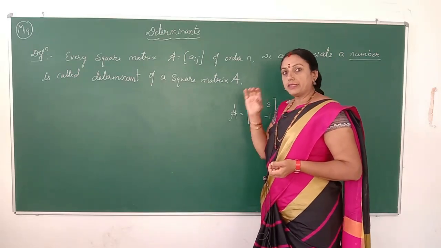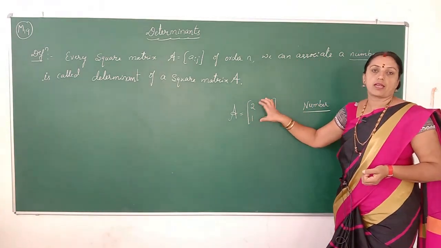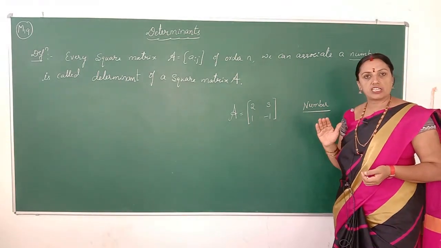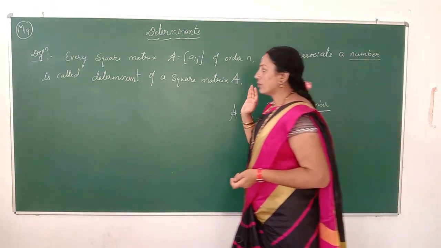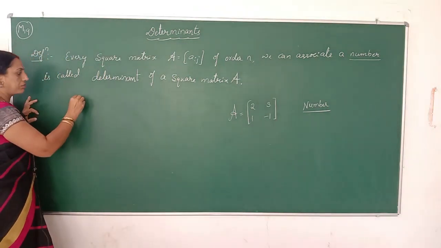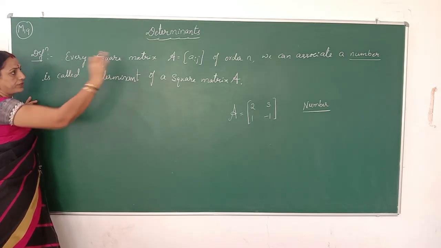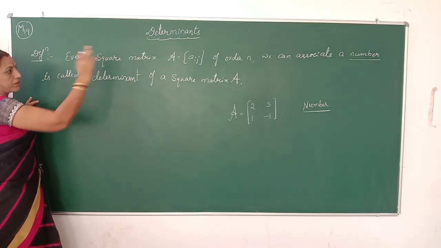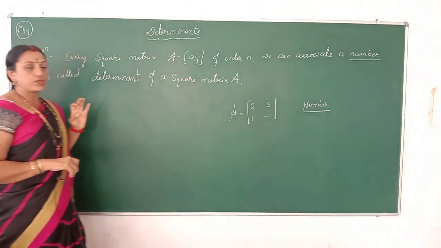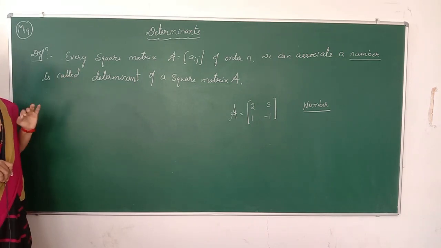But any determinant can exist only in a square matrix. Either it will be a 2 cross 2 matrix, otherwise a 3 cross 3 matrix. So now the elements of that matrix, meaning the values or numbers of the matrix, are denoted by aij. So that is the definition of determinants. Every square matrix A equals aij of order n. We can associate a number, called the determinant of a square matrix. It's one of the definitions.